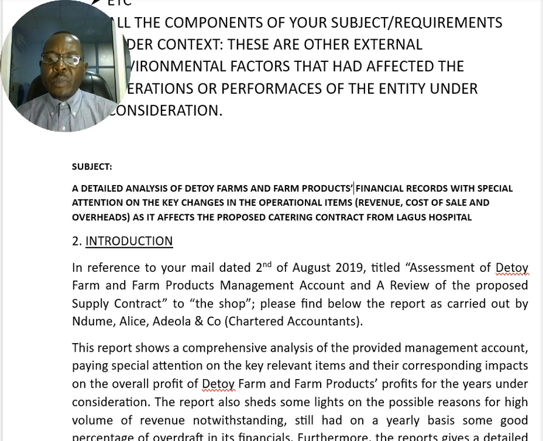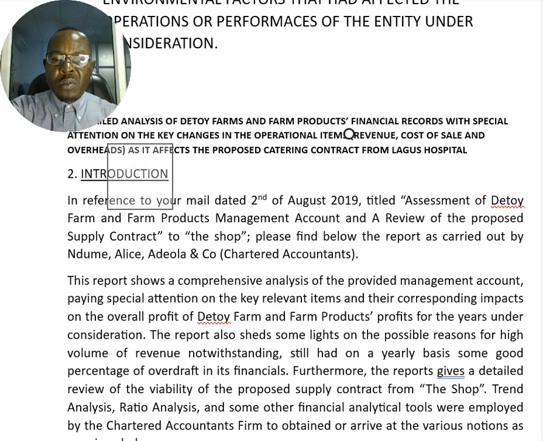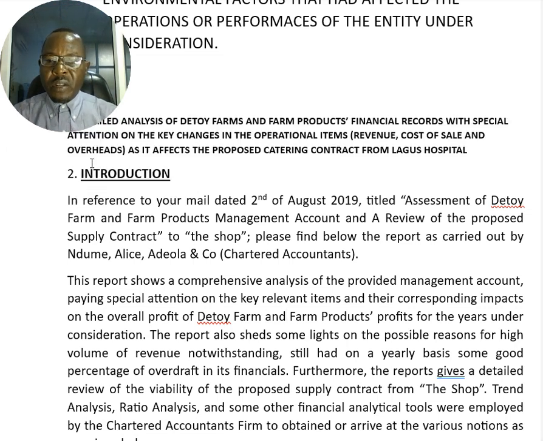it affects the proposed catering contract from Lagos hospital. All right, and we said this is our introduction. All right, let's have it. In reference to your mail dated 2nd of August 2019, titled Assessment of Detroit Farm and Farm Product Management Account and a Review of the Proposed Supply Contract. All right, review of the proposed supply contract to the shop.